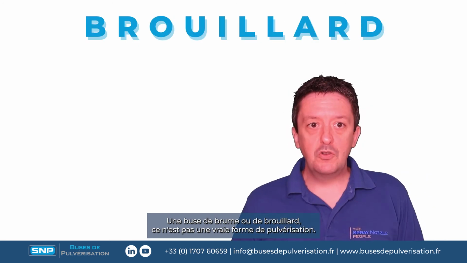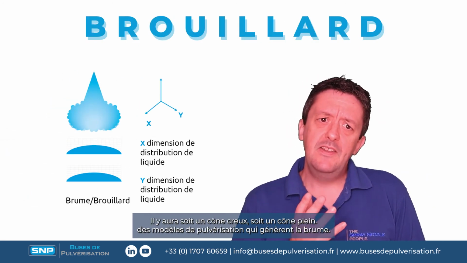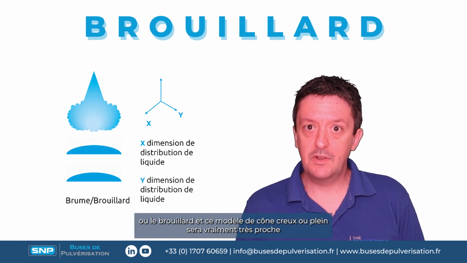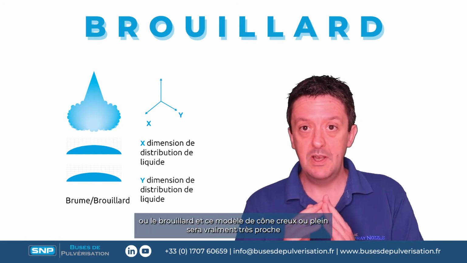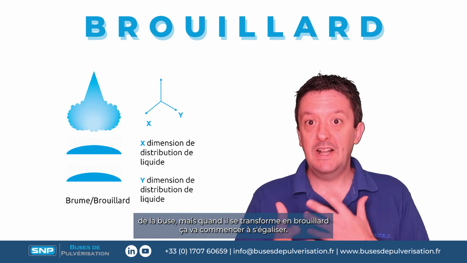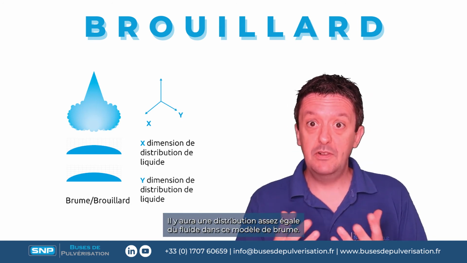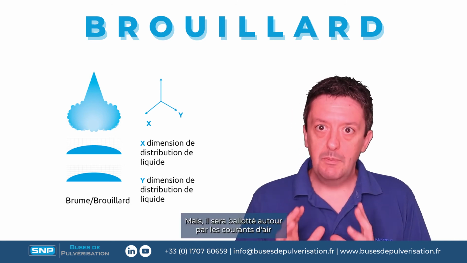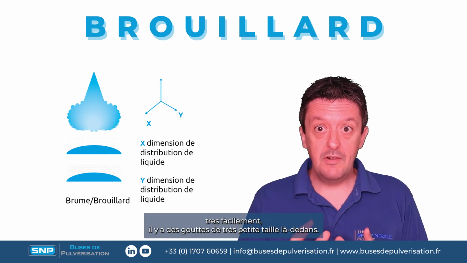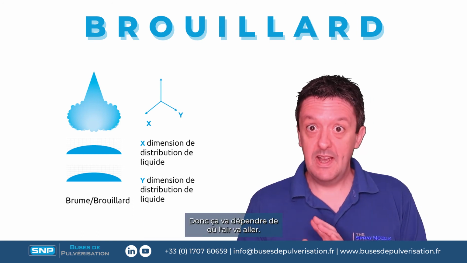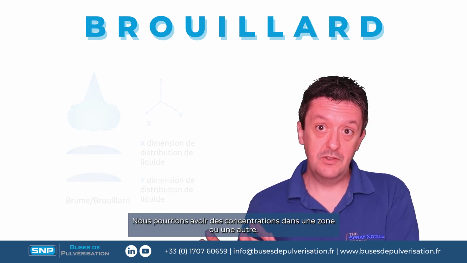Now, a mist or a fog nozzle, this isn't a true spray pattern. They'll either be hollow or full cone spray patterns that generate the mist or the fog, and that hollow or full cone pattern will be true very close to the nozzle. But as it turns into a fog, it'll start to even out. It'll be quite an even distribution of fluid within that misting pattern, but it'll be wafted around by air currents very easily because we've got very small drop sizes in that. So that will depend on where the air is going, so we may get some concentrations in one area or another.